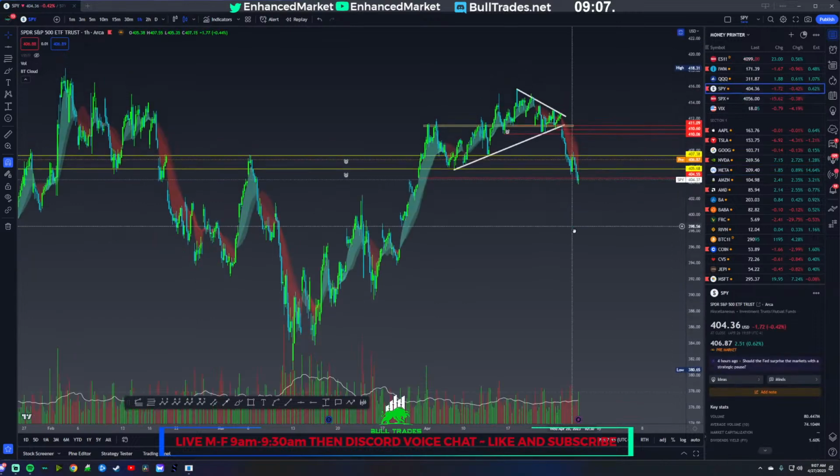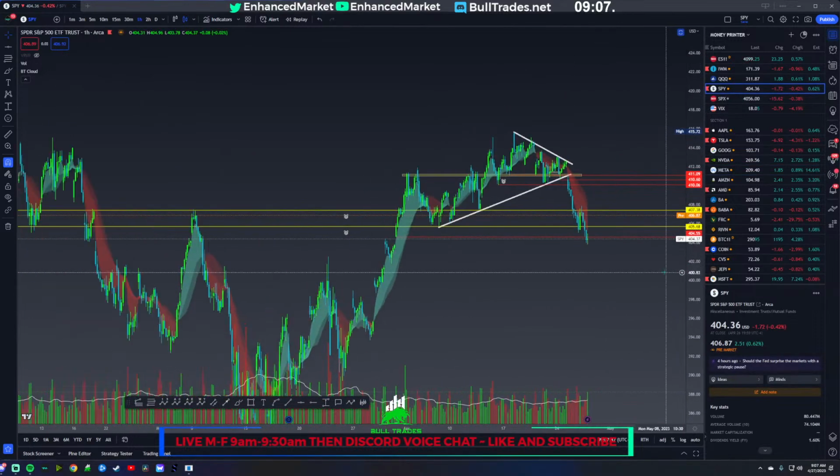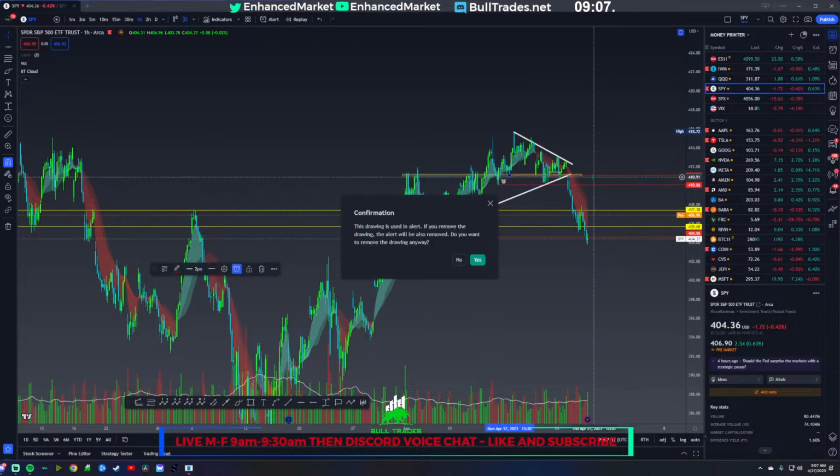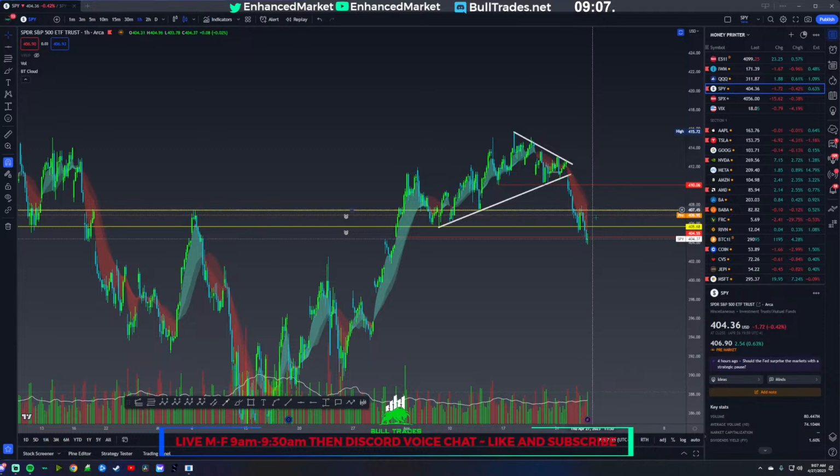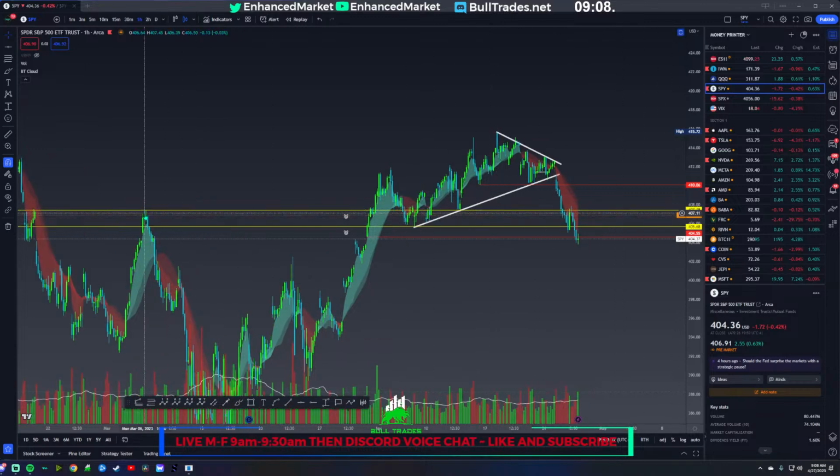But let's get on to my thesis for today. I could delete these levels now because it's irrelevant. Okay. So 407.38, big level today. Previous resistance, previous support, resistance. If we can't break over this, might see some more downside. Excuse me. Sorry about that. If we can't break over this, we're probably going to see some more downside.